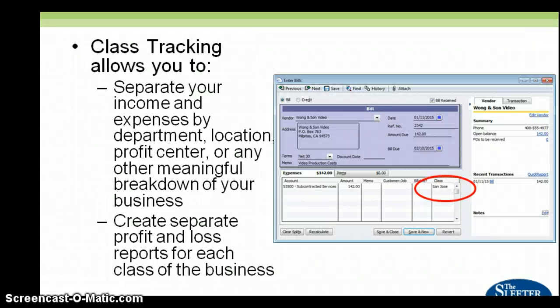Activating class tracking is important because it allows you to separate income and expenses by department, location, profit center, or some other breakdown that you may think is important for your organization. But it does create separate profit and loss statements, and that's important too if you're trying to track different departments and evaluate their efficiency and profitability.